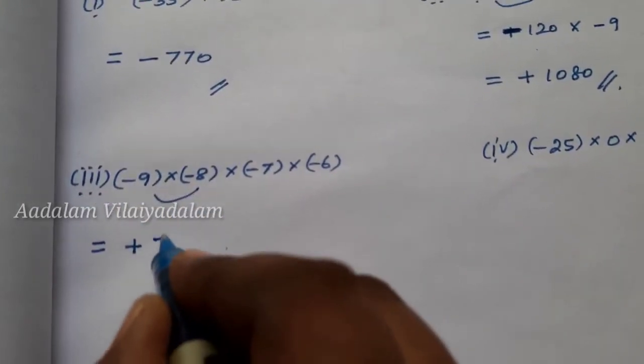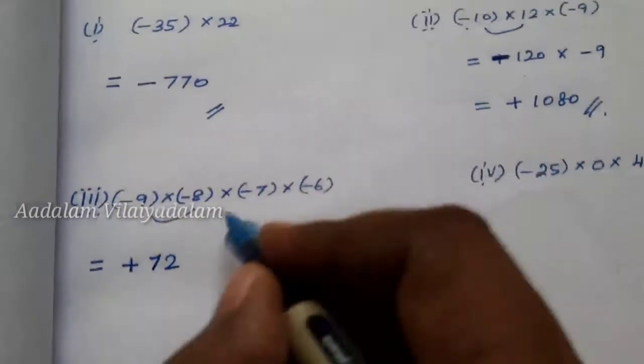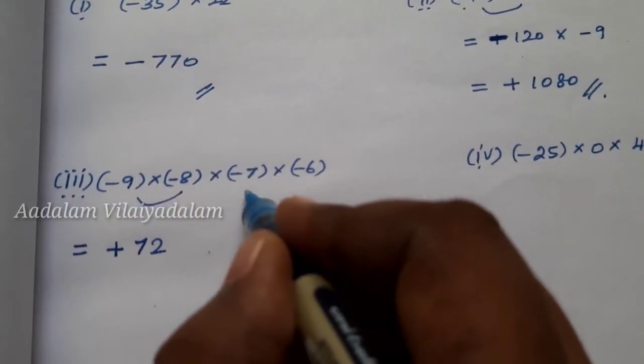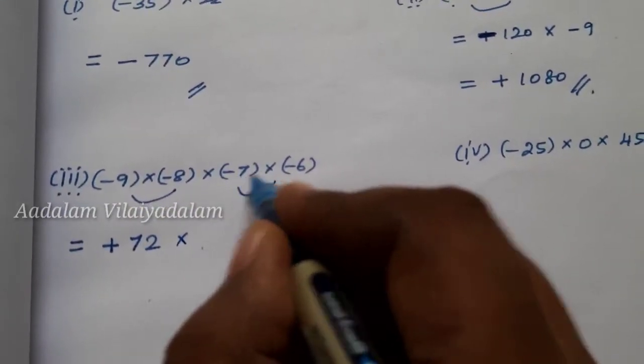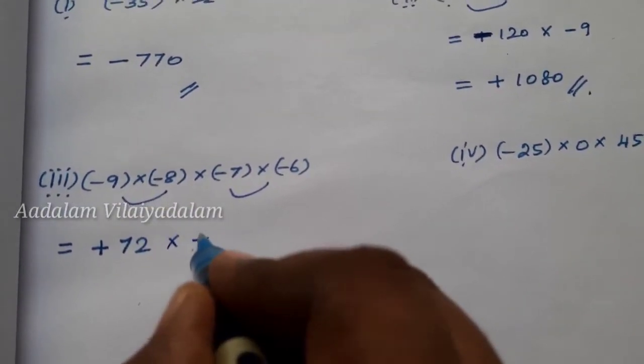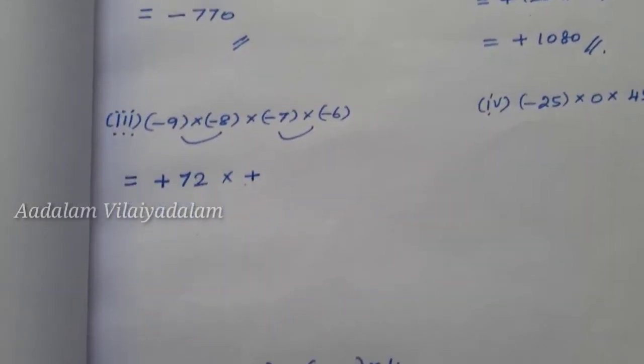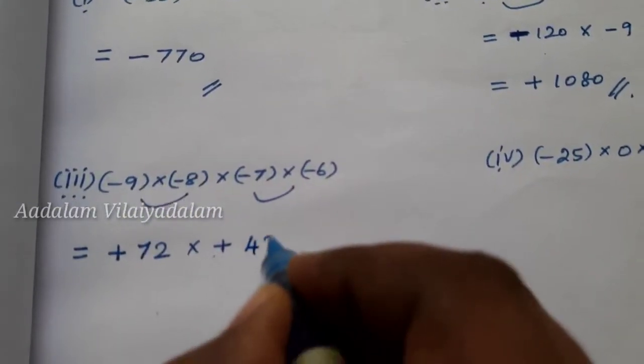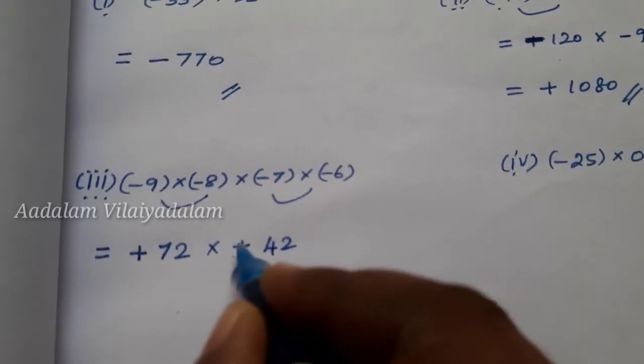If there are the same signs, then you will get the positive. Then 9 8s are 72. What about the next 2 numbers? Shall we multiply? Here minus into minus will get plus. 7 6s are 42. Now multiply this.